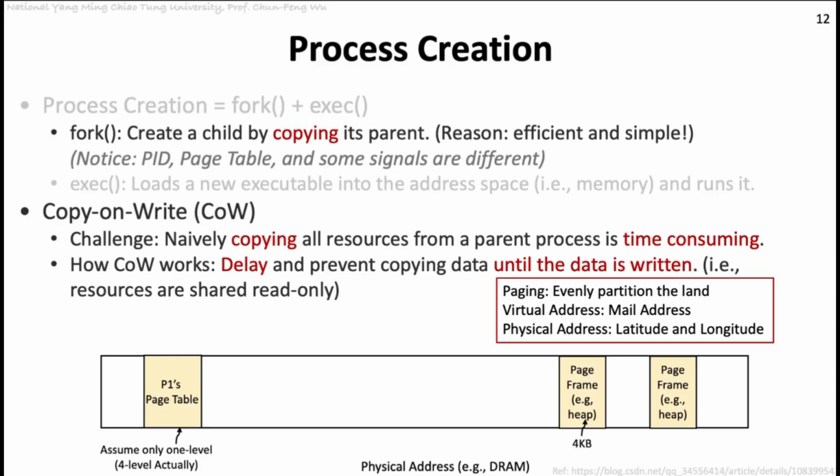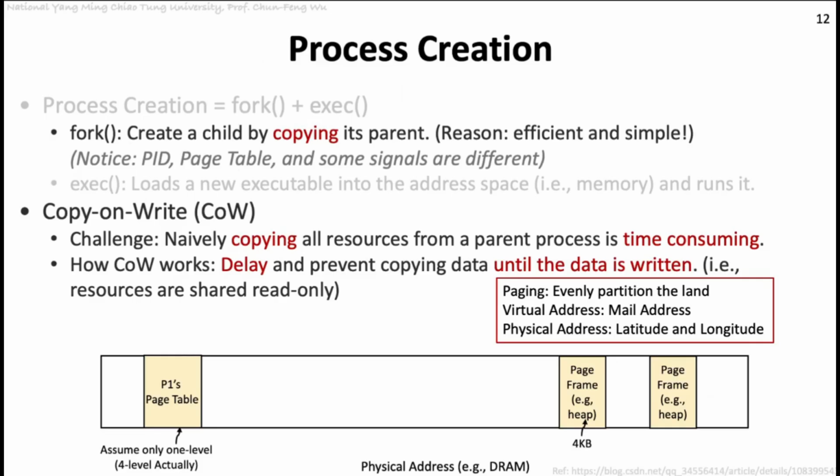So just like, for example, you have a super huge land, then you will partition the land into the same size. And that size is called page size. Okay, so you can think about like this. You can construct a house on the evenly partitioned land. So for example, for each 100 square meters, you will construct a house, and for the next 100 square meters, you will have another house on it.